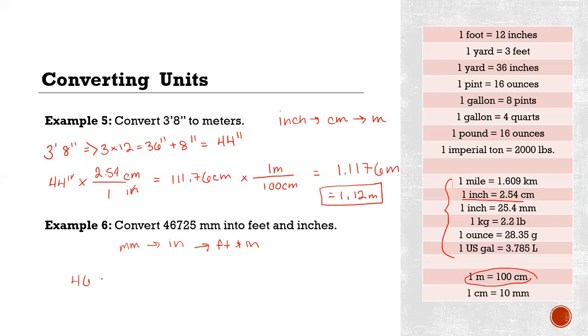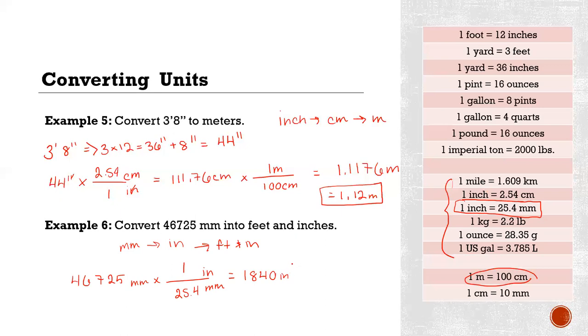So we're going to start with 46,725 millimeters, and we want to convert that into inches. We are going to use that one: 1 inch is 25.4 millimeters. So we're really clear when we write it this way that we have a division problem. It leaves us with 1,840 inches.